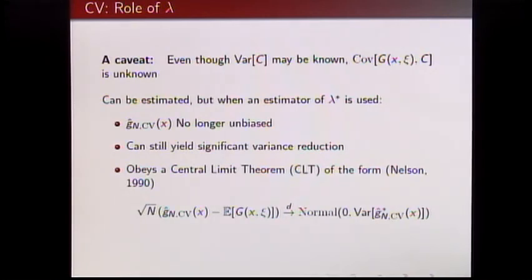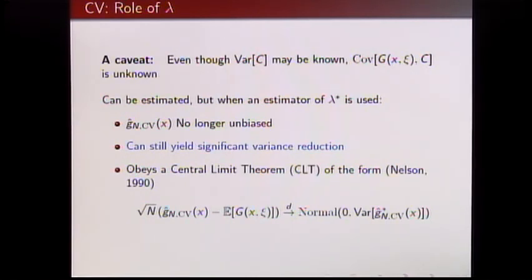Let me finish this part. So even though this may be known, the covariance is unknown, as I've already said. So the problem is this. If I estimate this covariance term and use that as my scalar, it's no longer a scalar. It's a statistical estimator, essentially. It has its own statistical properties. It makes my overall estimator biased. But people have used it, and it can still give significant variance reduction, despite the fact that it gives you biased estimators.